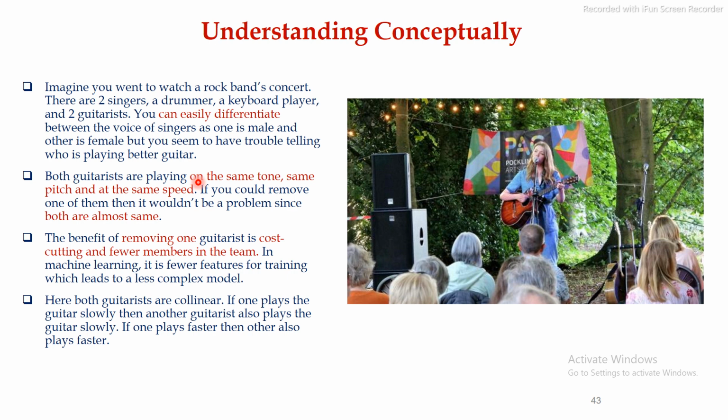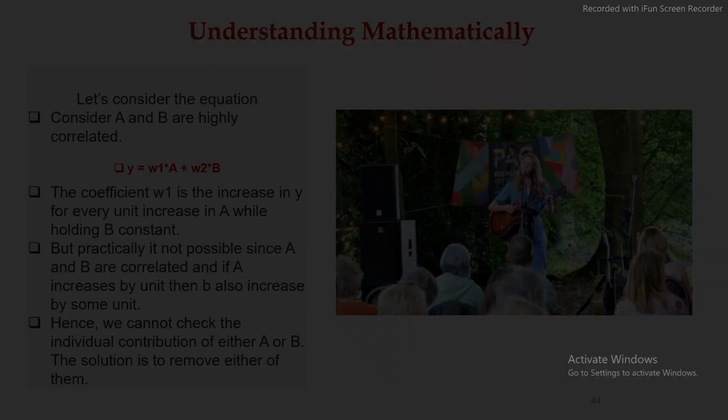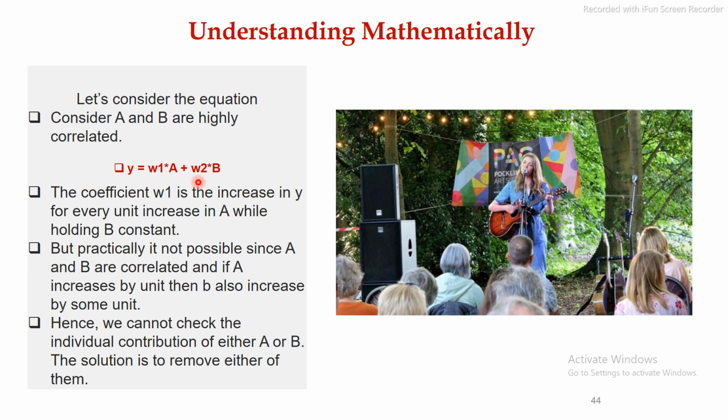The benefit of removing one guitarist is cost cutting and fewer members in the team. Similarly with ML models, if you remove one, the predictability of the models will increase. Here both guitarists are collinear. If one plays the guitar slowly, the other also plays slowly. If one plays faster, the other also plays faster. So they are collinear, and you have to remove one. Similarly with ML models, removing one will help you remove multicollinearity.